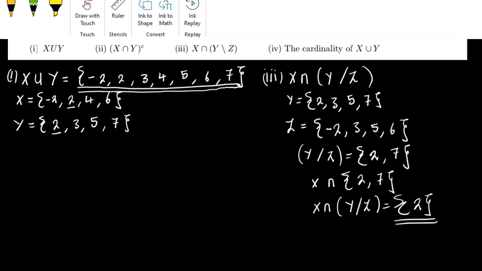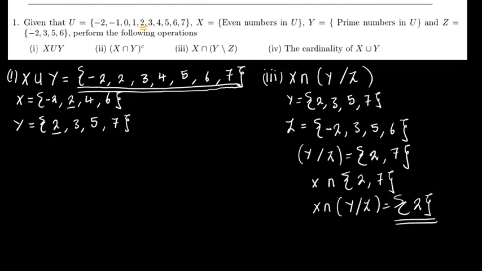Now look at this. The fourth one is saying we find the cardinality of X union Y. Cardinality is simply represented by n, then X union Y. So the cardinality of X union Y is simply all the numbers which are found in X union Y. So let's count them. 1, 2, 3, 4, 5, 6, 7. And of course our final answer is simply 7.